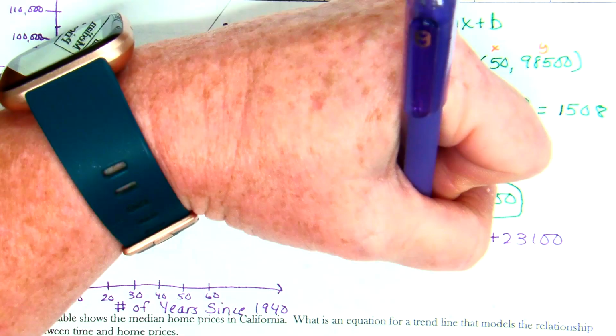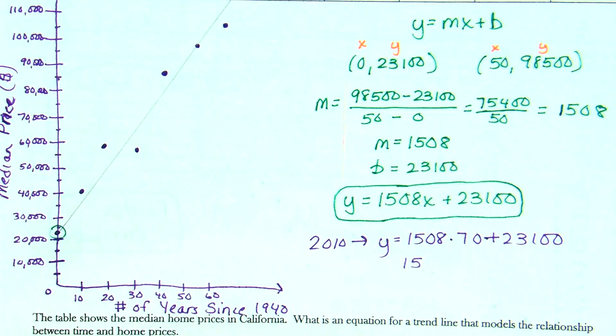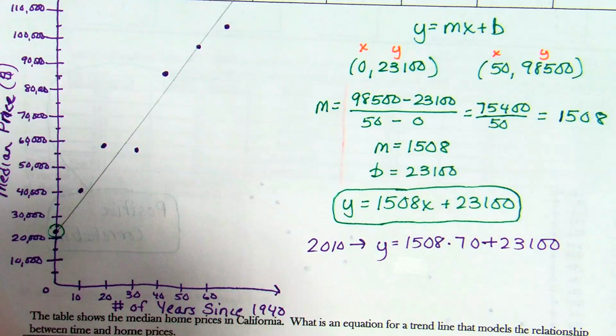What is 1,508 times 70? 105,560. Plus 23,100? 128,660. It's a lot. I wish I had that kind of money.